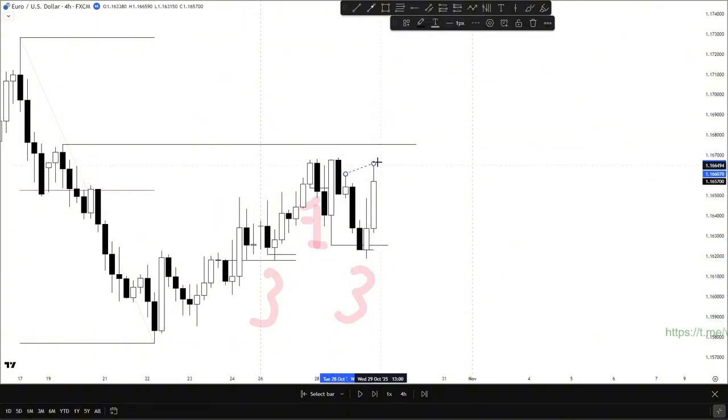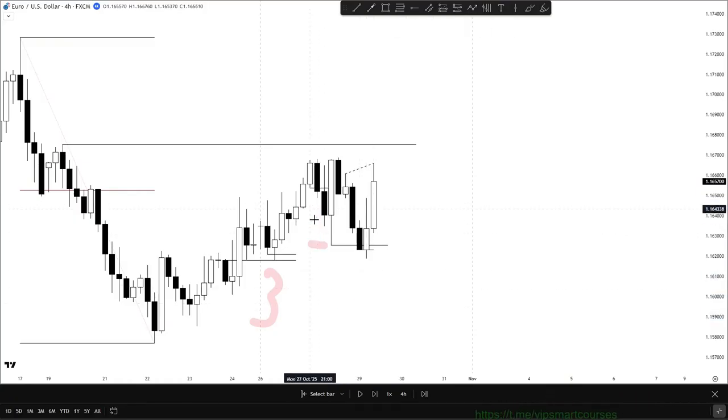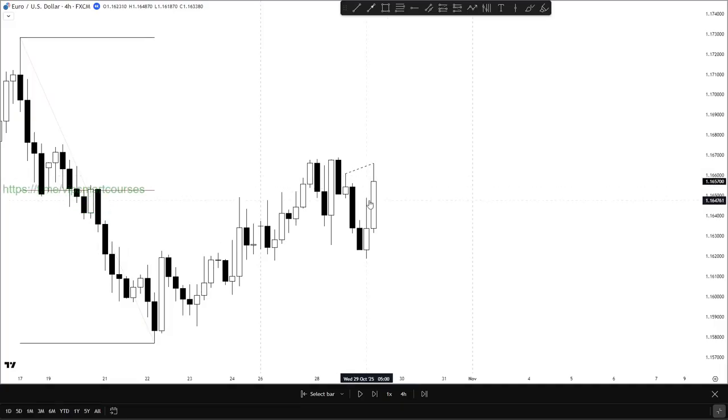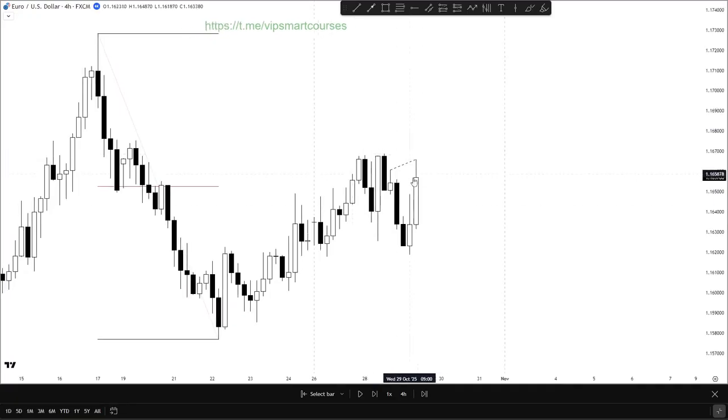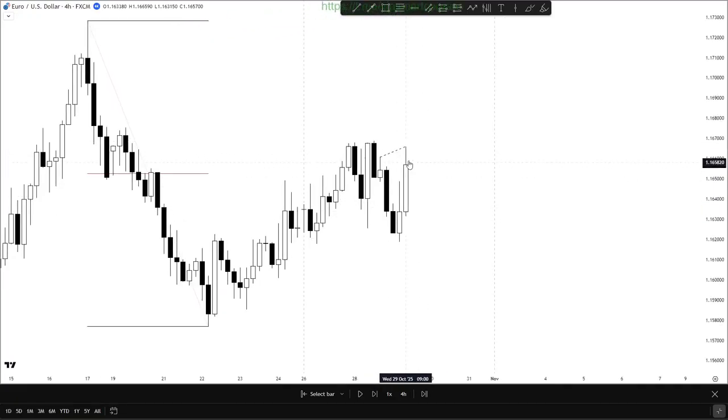but we then had an SMT divergence with DXY. Because of this divergence, it led me to believe that now we don't have to take out this high, and now we've finally rebalanced the dealing range completely, and now we can expect price to have a bearish range expansion lower towards the long-term drawn liquidity without taking out this premium key high.